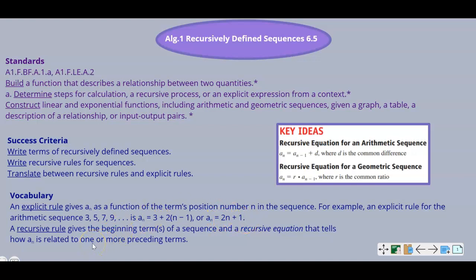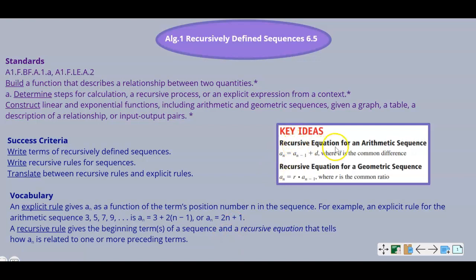All right, a recursive rule gives the beginning terms of a sequence and a recursive equation that tells how a sub n is related to one or more preceding terms. All right, so those are something hopefully you become familiar with.